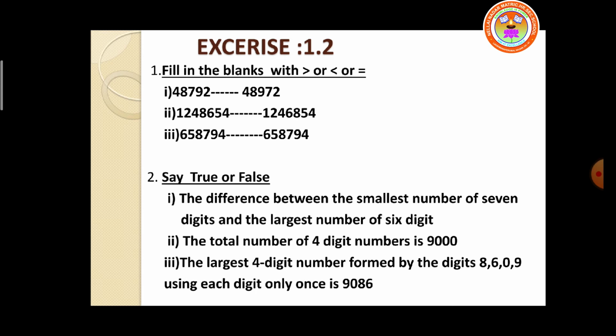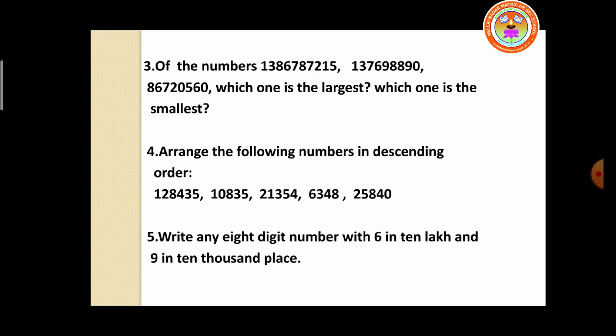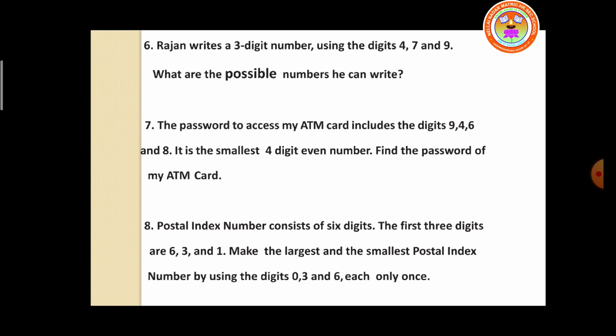Children, this is exercise 1.2. That's all the concepts in exercise 1.2. First one is a fill in the blank. Second one is a true or false. You're having a third problem. They have given 3 sets of numbers. You must find out which one is the largest and which one is the smallest. And this is the fourth problem. You have to arrange the numbers in descending order. Fifth problem, you have to write an 8-digit number and keep the number 6 in the 10 lakh place and 9 in the 10,000 place. Then sixth problem, seventh problem, eighth problem.